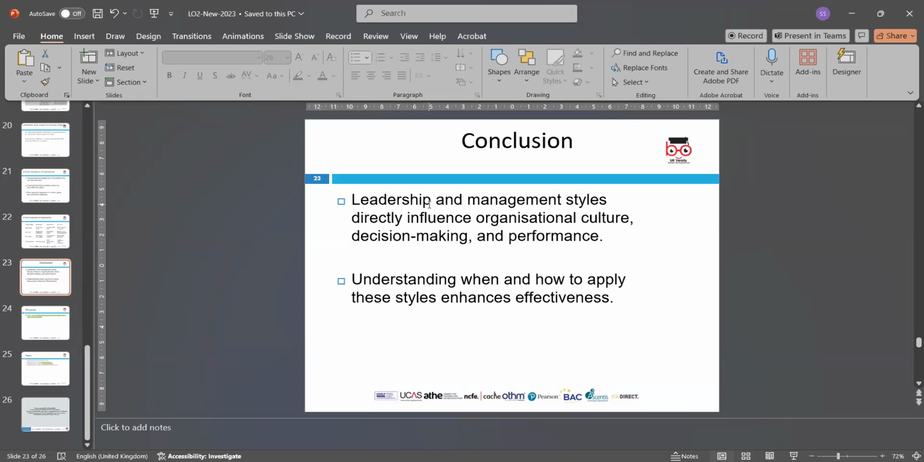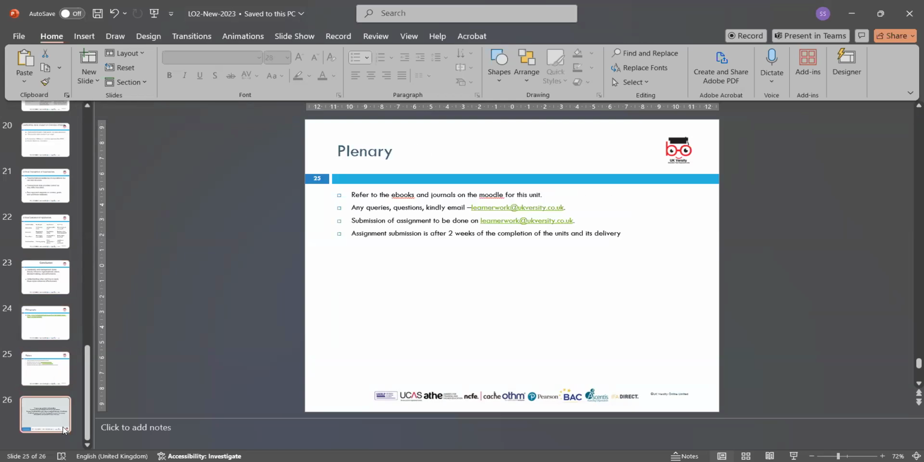I will share one case study where they use different leadership styles at different stages of delivery of the product and services, to enhance the organization's ability to produce them and to enhance its performance. It will give you a better understanding. There are books and journals available on Moodle.